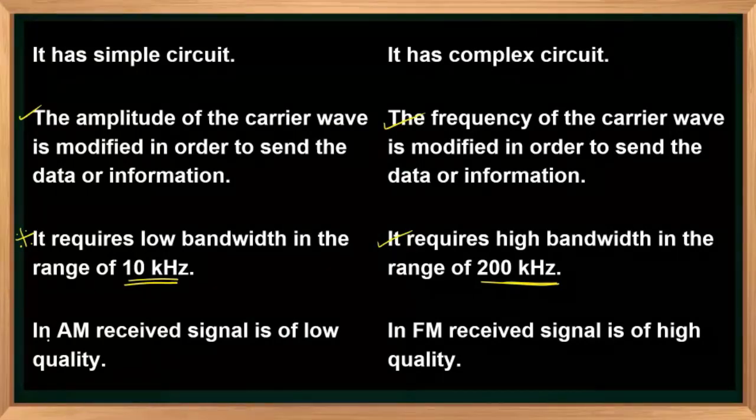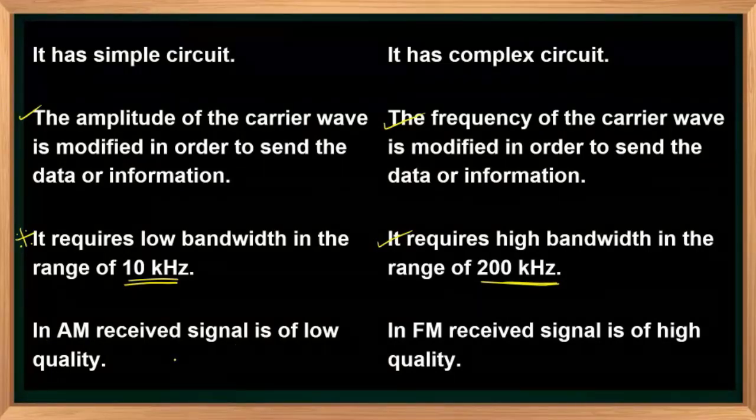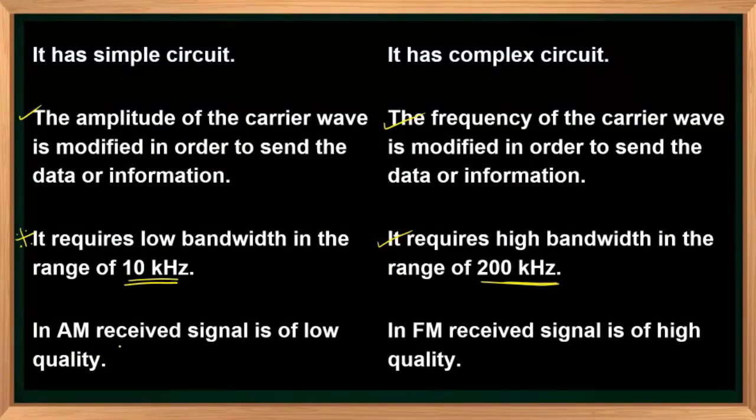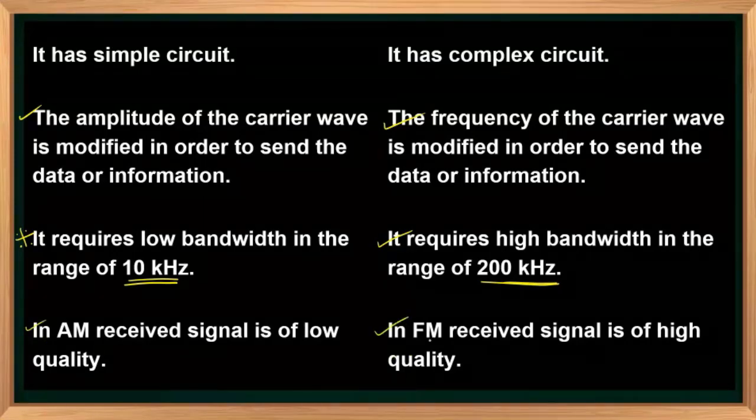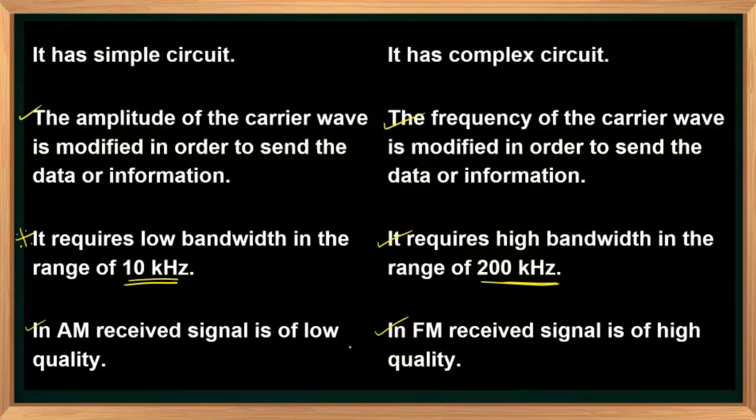Next, in AM, the received signal is of low quality. Because of the noise effect, the received signal suffers the most in the AM system. But in the FM system, the received signal is of high quality. That is an important point. The advantage of FM over AM is that signal quality is very high, because it is less immune to noise, and it also has a high signal to noise ratio. The FM system has a high signal to noise ratio.